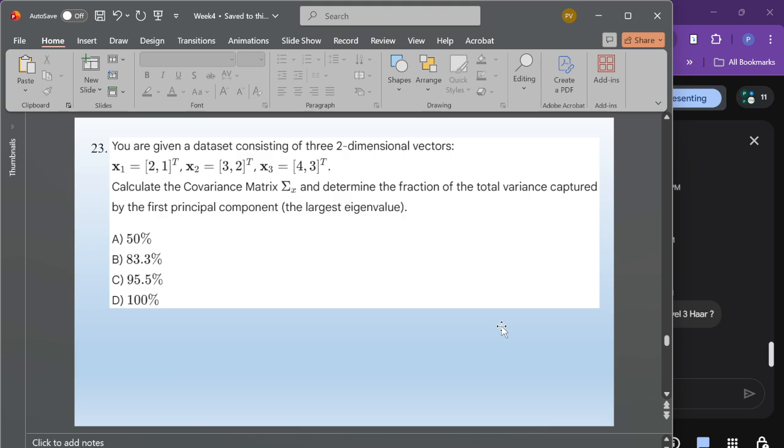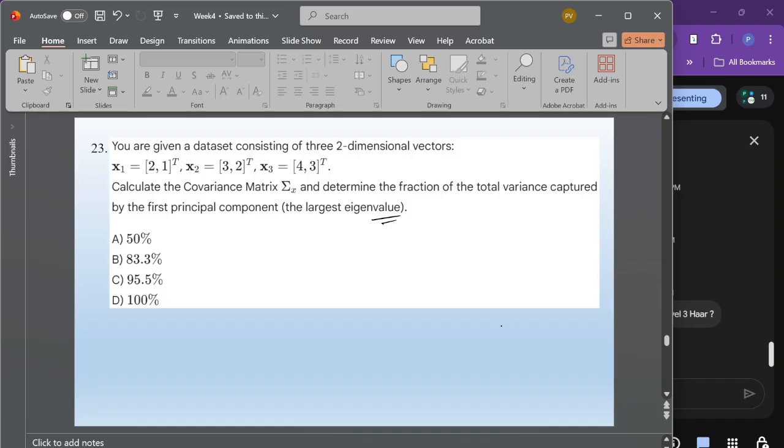So our next question is, you are given a data set consisting of three two-dimensional vectors. The three vectors are given x1, x2 and x3. Now we need to calculate a covariance matrix and determine the fraction of the total variance captured by the first principal component, the largest eigenvalue. So whatever the largest eigenvalue, we need to find out the total variance captured by the first principal component. Actually, we need to find out the fraction of the total variance captured by the first principal component, that is also related to the largest eigenvalue.